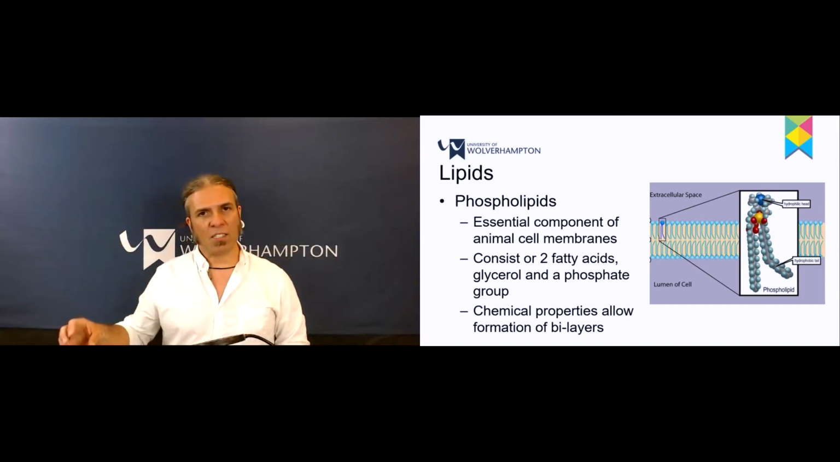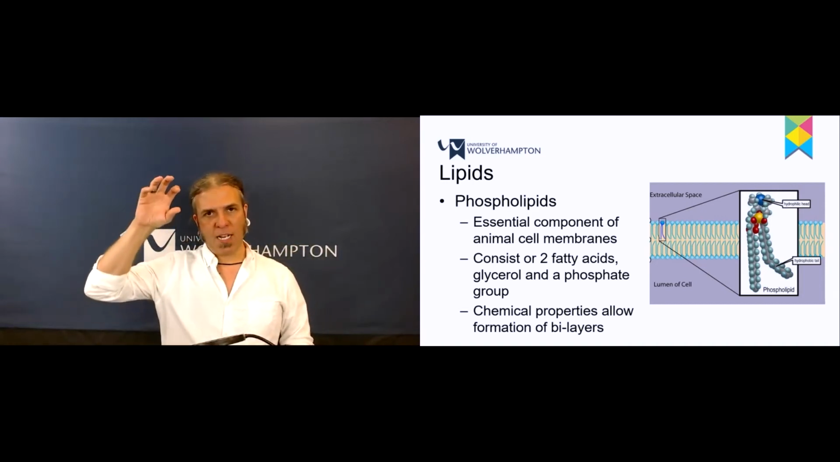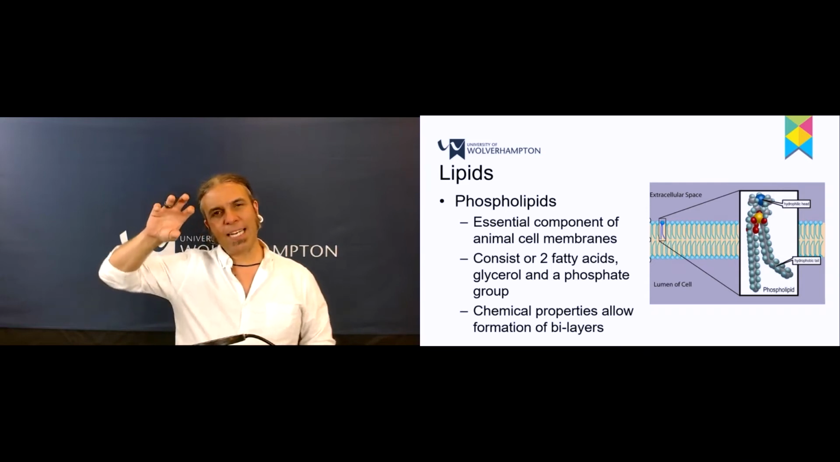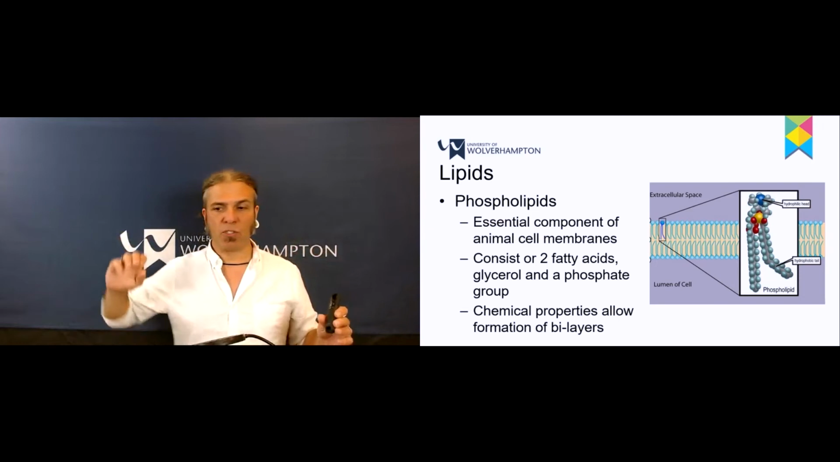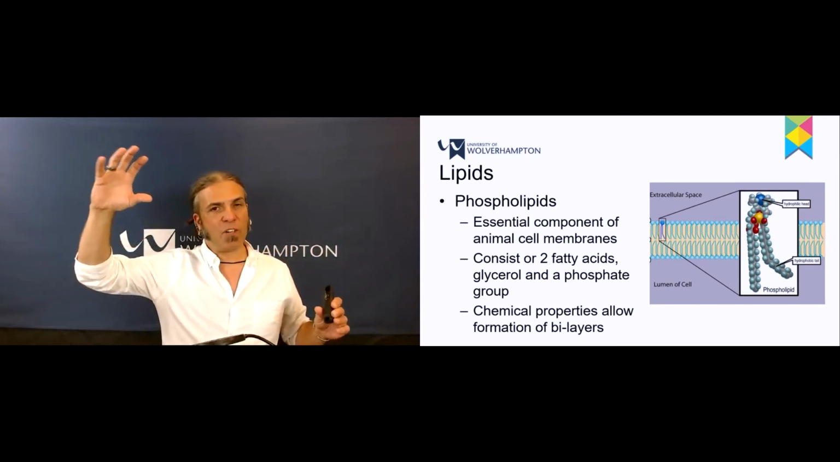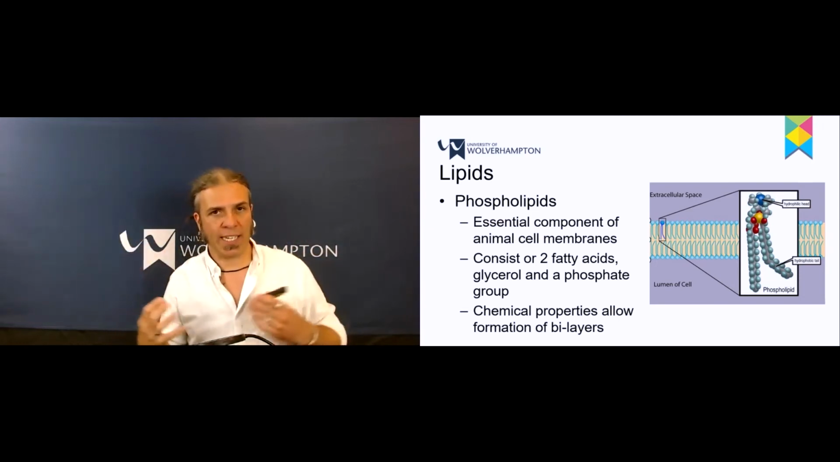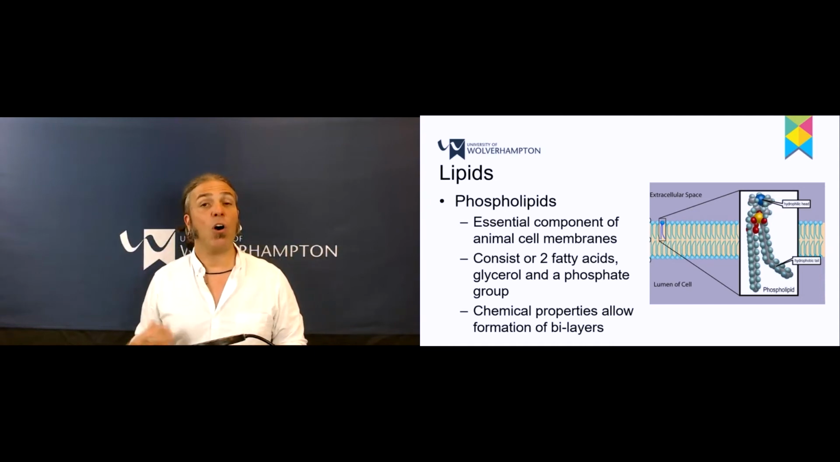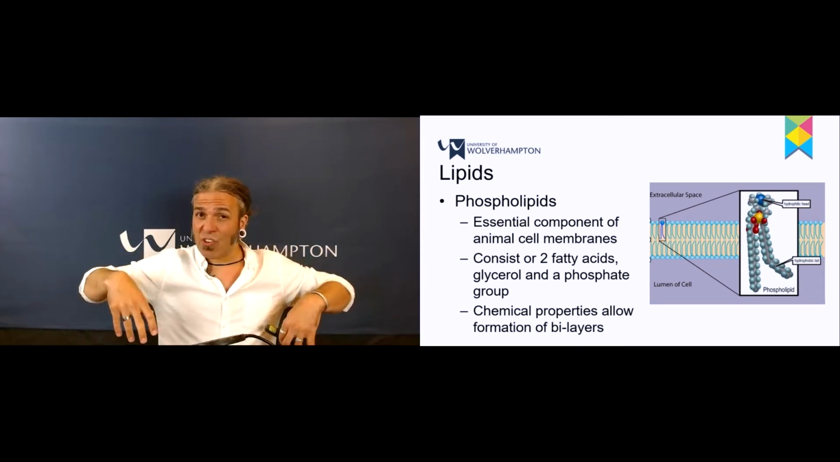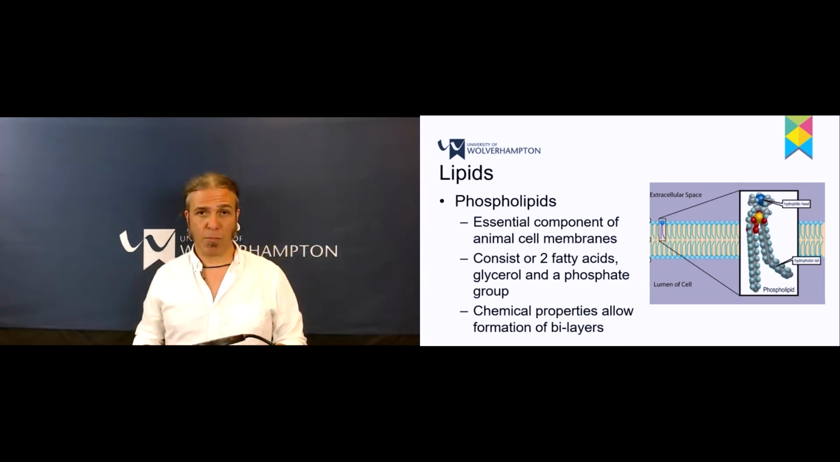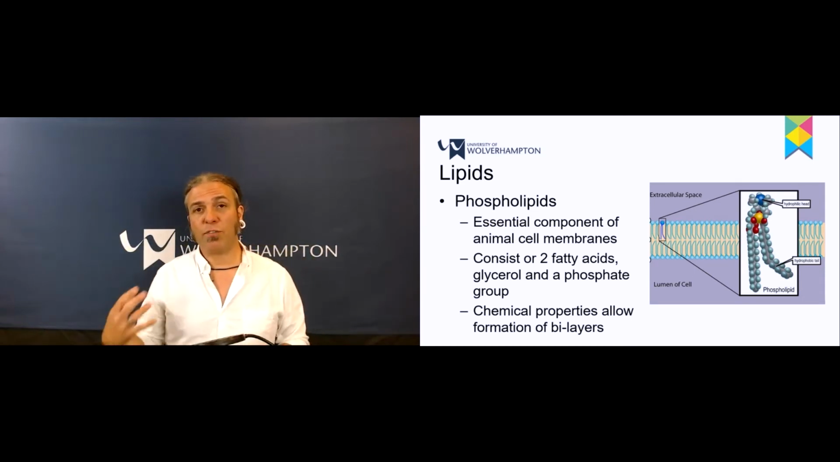But what it's got is a phosphate group tagged on the top, and that changes the chemical properties of the ends of this molecule, because the end with the phosphate group is a water-liking chemical group, and we call that hydrophilic. On the fatty acid chains, we have a water-hating group, and they are called hydrophobic.